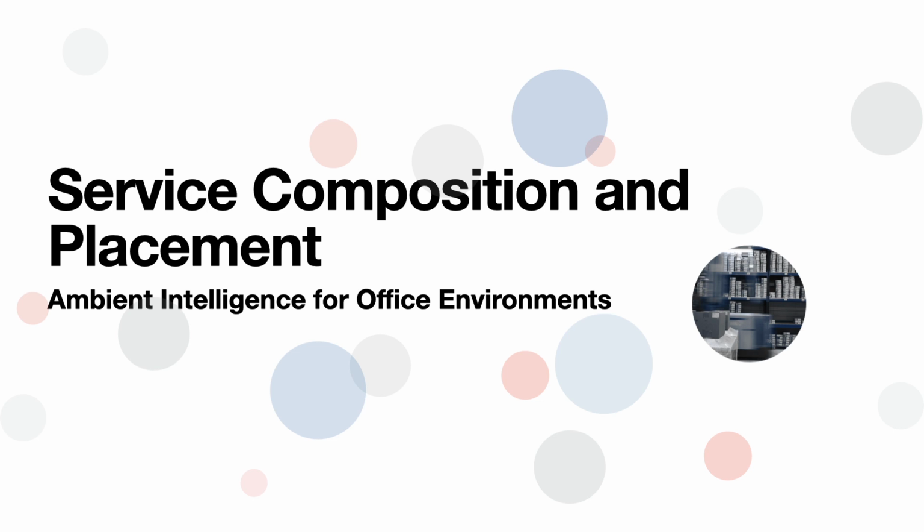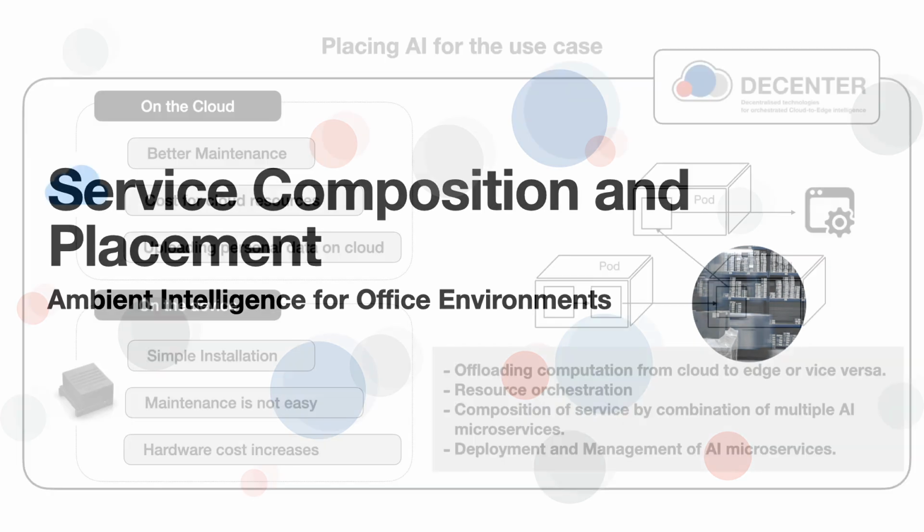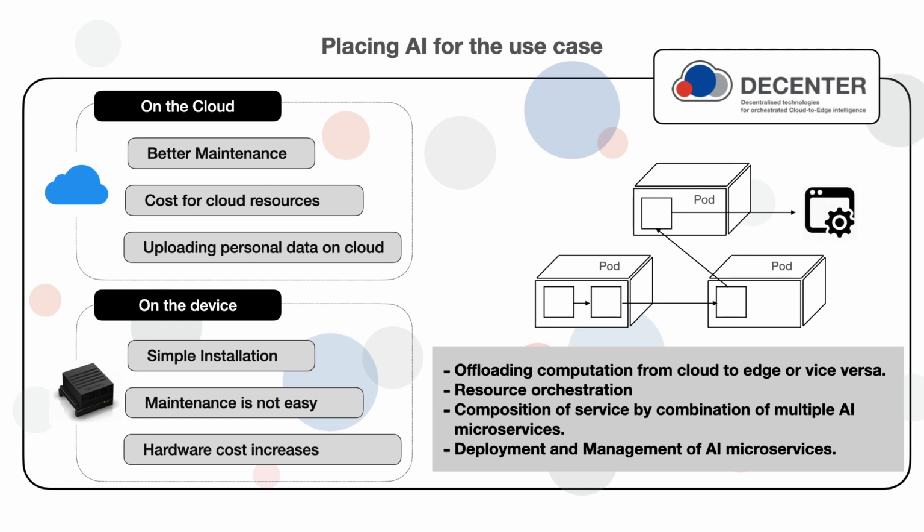Though this service looks simple, it needs a few considerations to place the AI model. When it's placed on the cloud, it will consume a lot of bandwidth since it needs to receive video feeds from cameras, and there might be a consideration of privacy issues. On the other hand, placing it on the device itself will increase the cost of hardware and make maintenance complex. Decenter provides methods to distribute AIs over cloud and edge with microservice architecture, which makes it easy to build an AI service over cloud and/or edge.